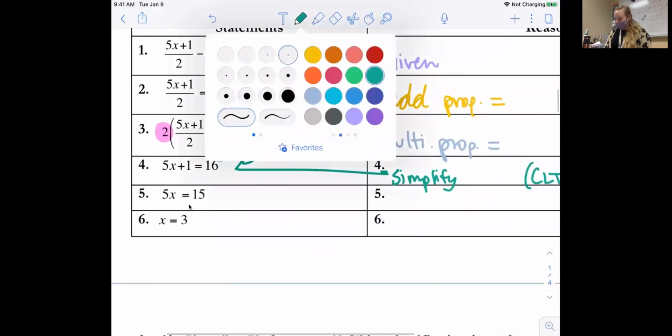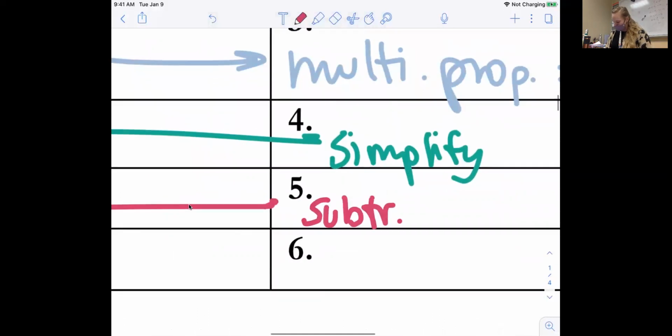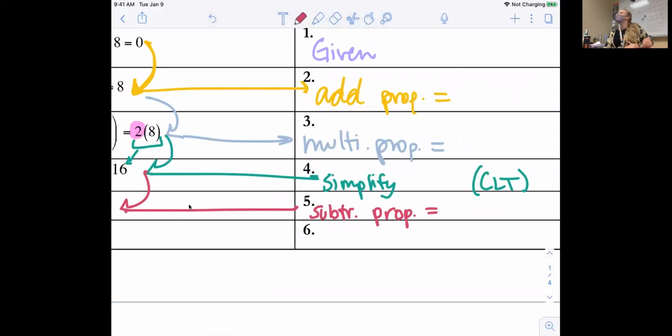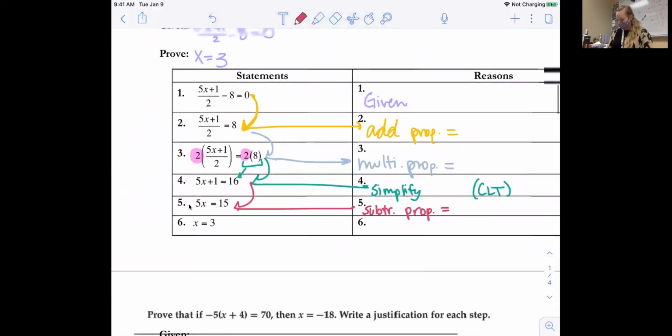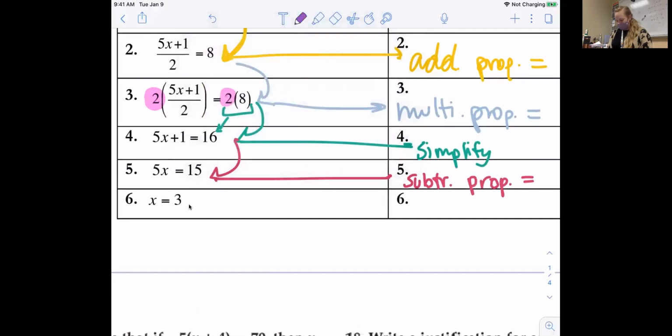All right, what about from 4 to 5? What did we do? Subtraction. We subtracted 1 from both sides. Subtraction property. For simplify, I would write simplify all the way out. Oh, CLT is combine like terms. Technically, you can call it that. We'll do more that are more obvious combine like terms. So I would probably write simplify here, but combine like terms also works. All right. And then what's my very last thing I did? Division. I divided. Division property of equality.